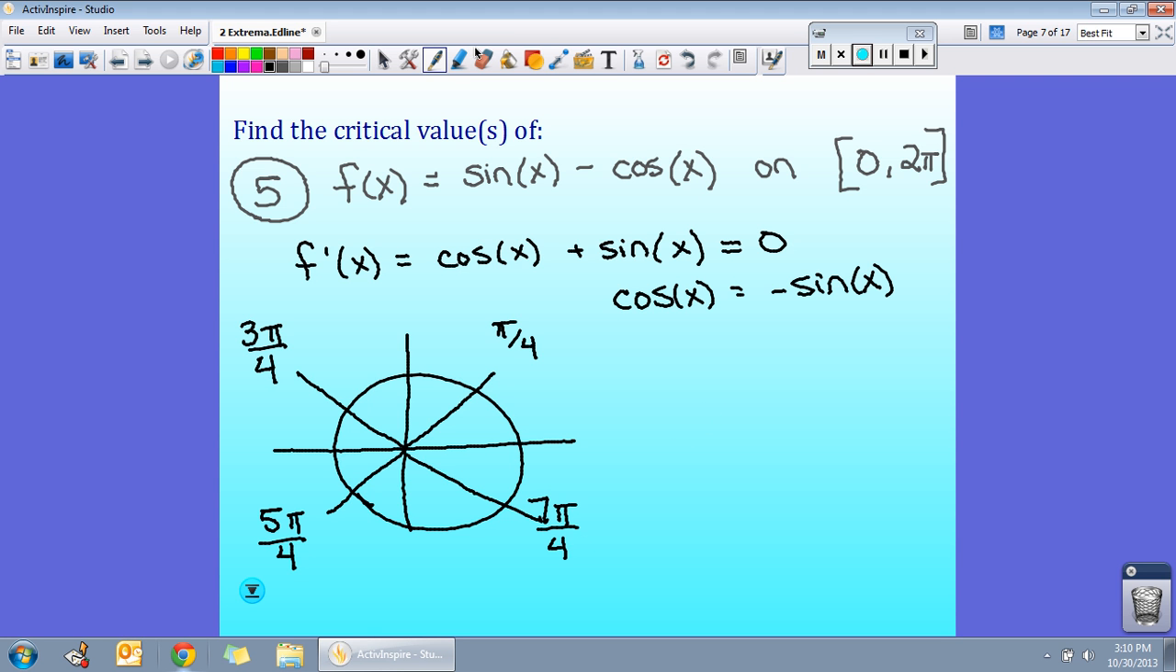But only two of these angles have the opposite sign, positive and negative, for cosine and sine. 3 pi over 4 and 7 pi over 4 have opposite sign values for the cosine and sine. In the second quadrant, the cosine is negative and the sine is positive. In the fourth quadrant, the cosine is positive and the sine is negative. So the two values where the cosine x equals negative sine x on the interval from 0 to 2 pi are 3 pi over 4 and 7 pi over 4.